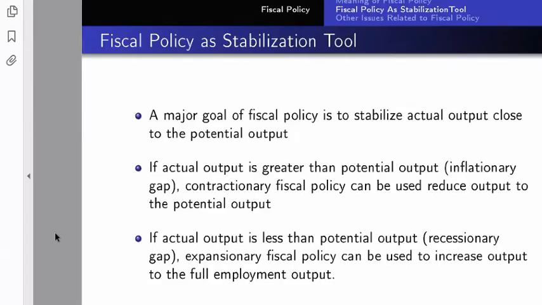So if the actual is greater than the potential, then we say the economy is overheating and there is an inflationary gap. So what must the government do? Implement a contractionary fiscal policy to reduce the output.